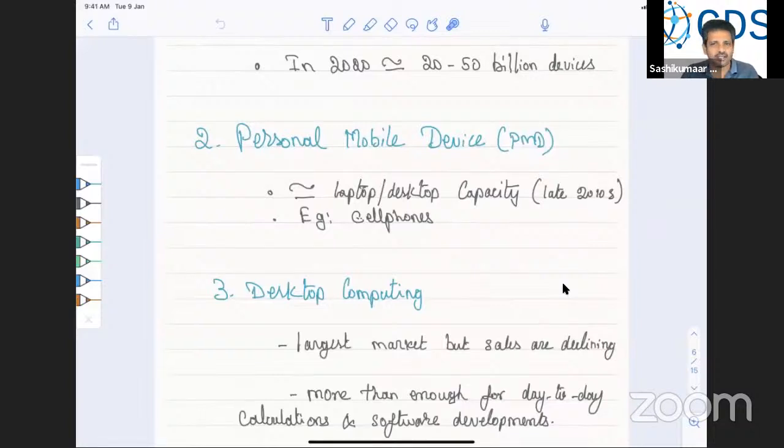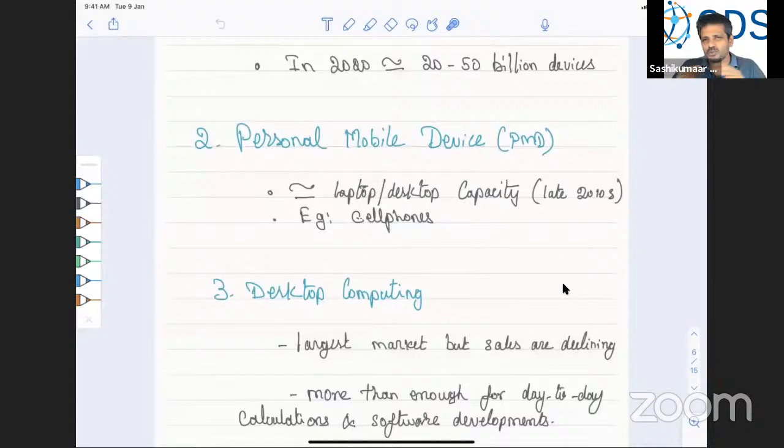Earlier it was not there, but nowadays, if you take the tab, for example the iPad, if you buy this iPad 12.9 or this latest iPad, it's very difficult to classify whether it is a laptop or a device, right? Because it has almost the same capability, and sometimes it is better than several other laptops.